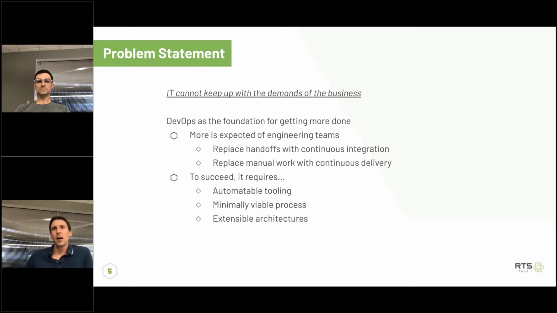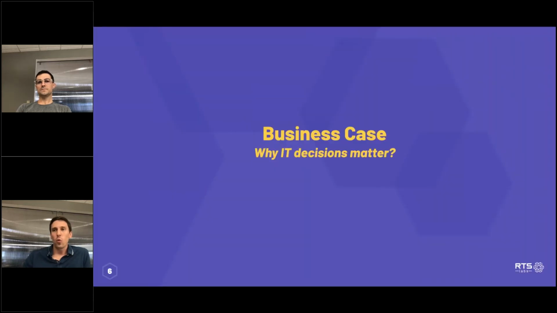That's pretty clear. But as teams and projects grow, you need the architecture to be able to support that, or you're just going to run into bottlenecks at different points within the problem. So if we agree this is the problem statement, that IT can't keep up and we need to be able to keep up, where do we go from there?